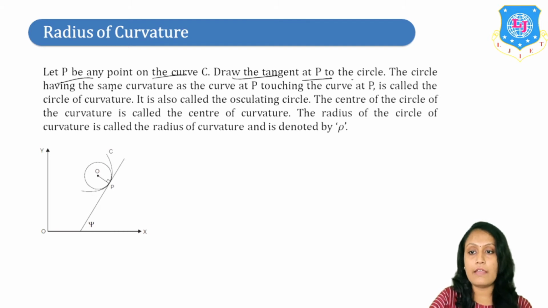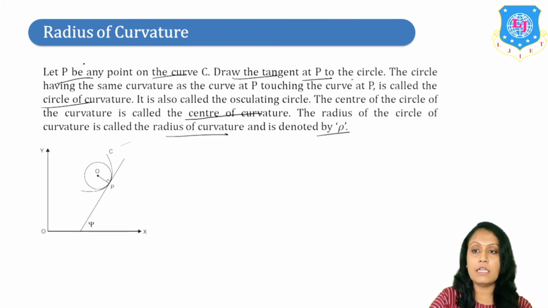The circle having the same curvature as the curve at P, touching the curve at P, is called the circle of curvature. It is also called the osculating circle. The center of the circle of curvature is called the center of curvature, and the radius of the circle of curvature is called the radius of curvature, and it is denoted by rho.